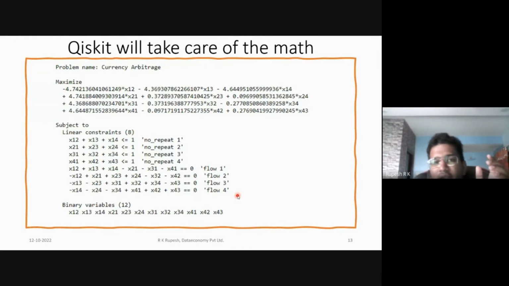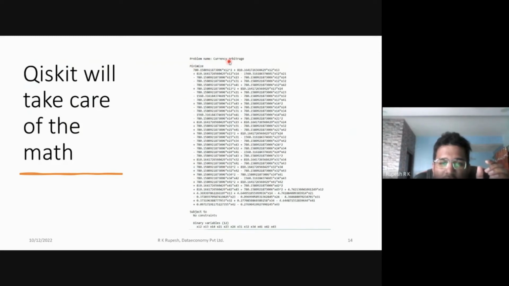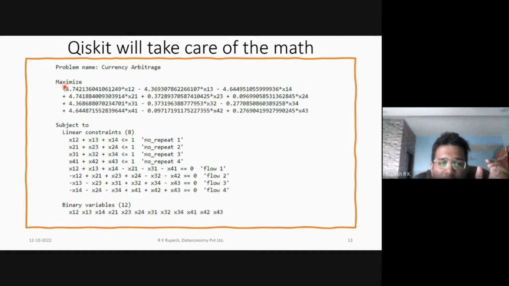QUBO is a quadratic unconstrained problem, essentially. To remove the constraint, we take each of these constraint terms and add it as a penalty term to the function that we want to maximize or minimize. This one has changed from a maximize to a minimize function, which means that a negative was multiplied to the maximize profit function that we initially had.